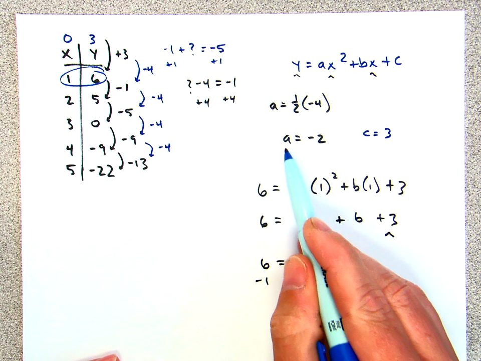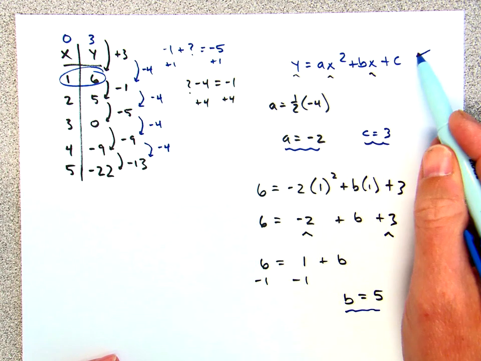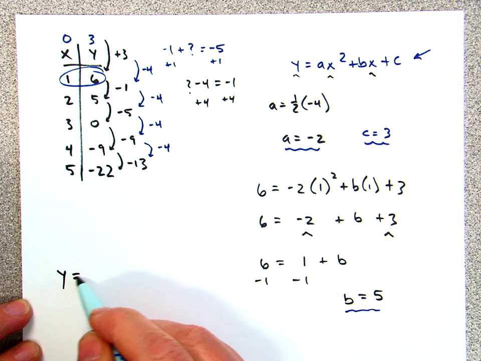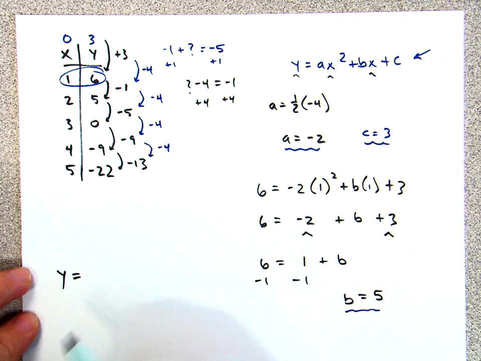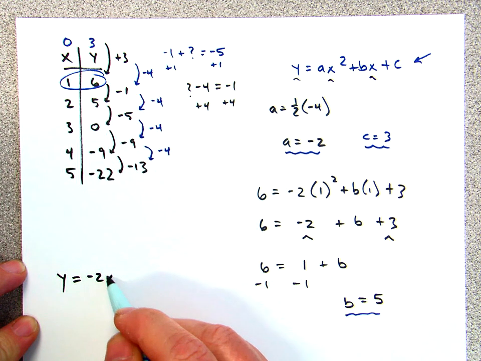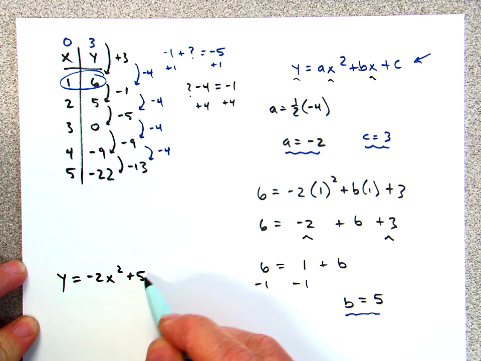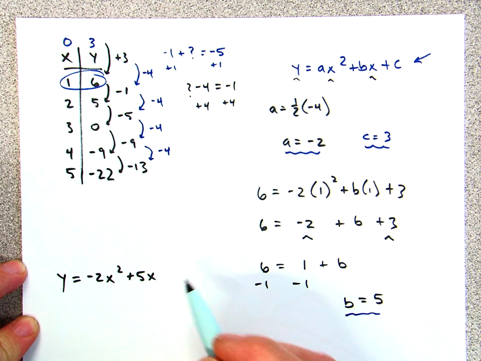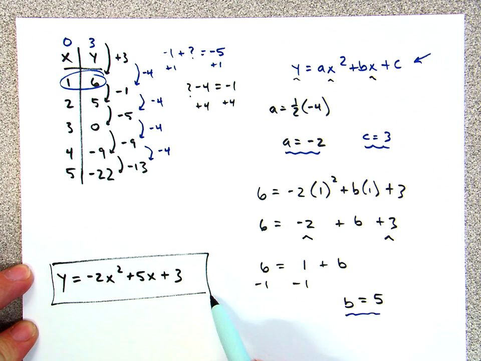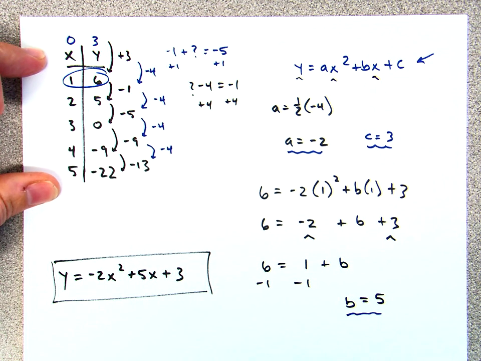So we did it. We got a, we got b, we got c. We're going to plug them in where they belong, make our formula. So y equals, I'm just using y because this is how they presented it to me. We said a is negative 2, so negative 2x squared, plus b is 5, so plus 5x. c was positive 3, so plus 3. And there we go. Explicit version of our quadratic.